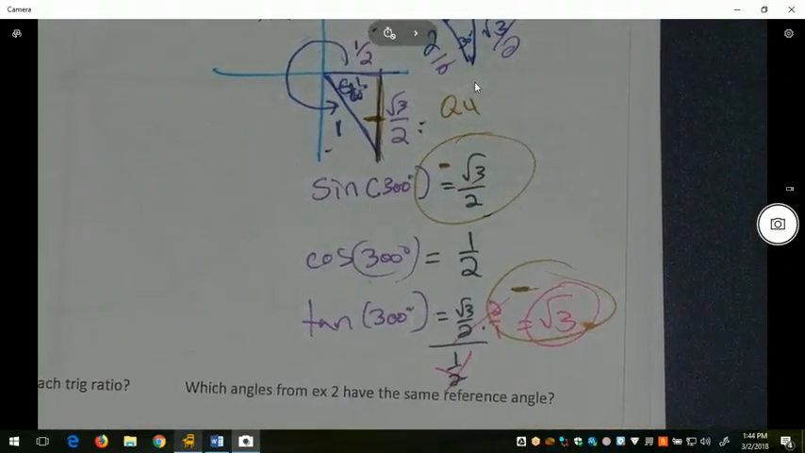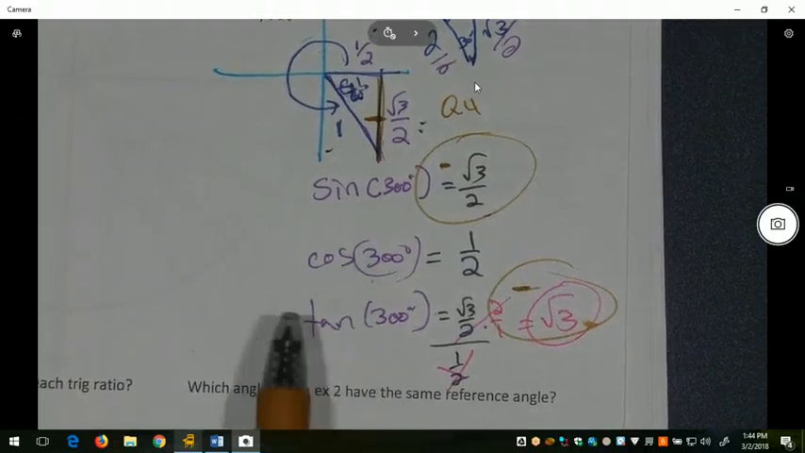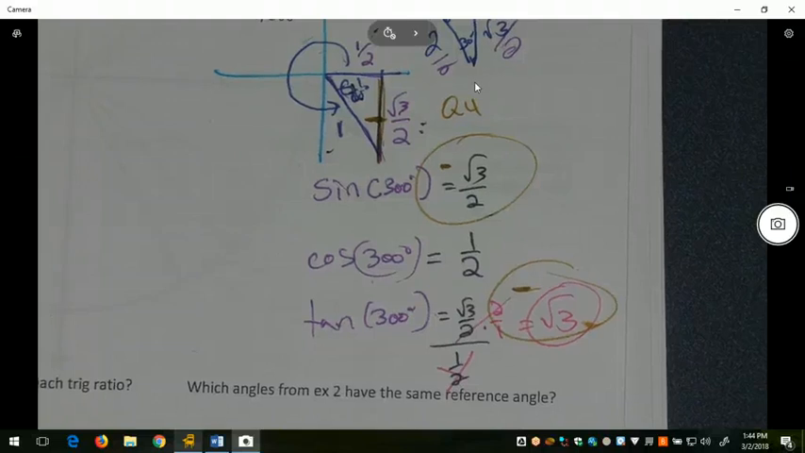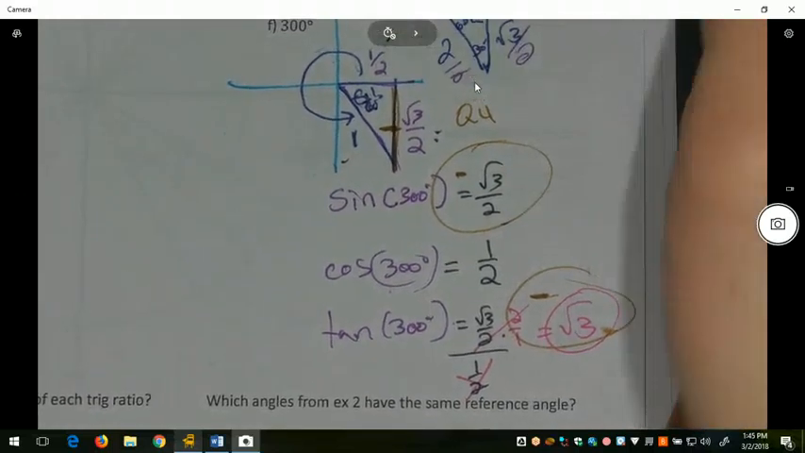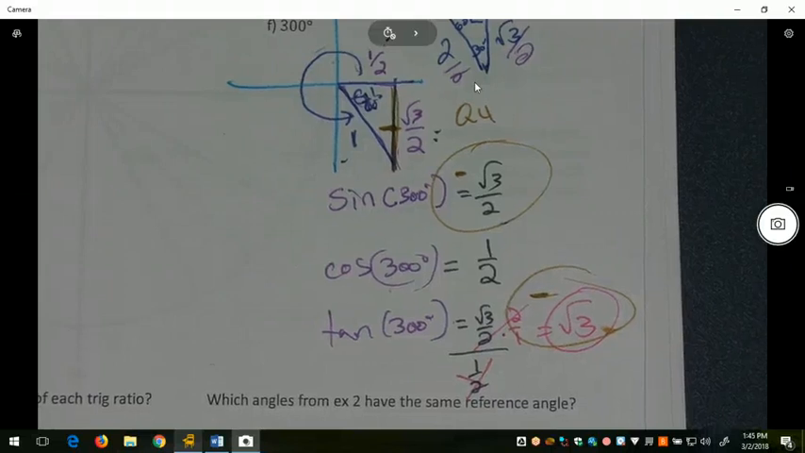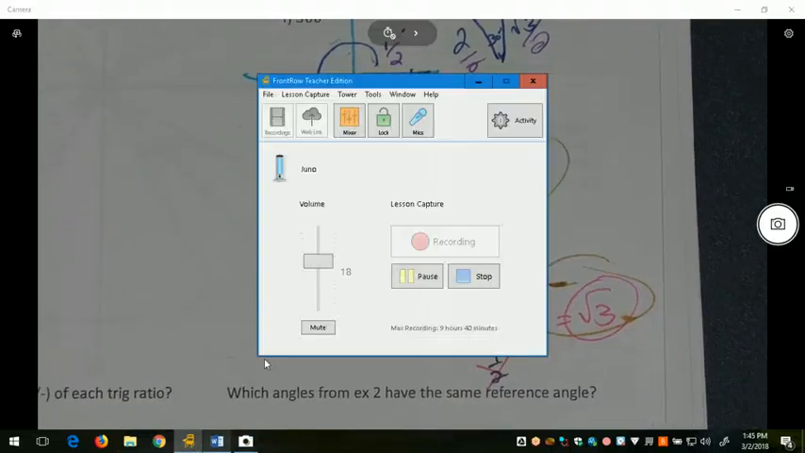Signs are important. Depending on which quadrant you are in, it will affect whether sine, cosine, or tangent are positive or negative for their ratio. There are other ways to do this that we'll be looking at in class, but right now I want you to try these. I'm going to ask you to try C, D, and E on your own, and I'll give the final reduced answers in just a moment. But please pause the video and try those.